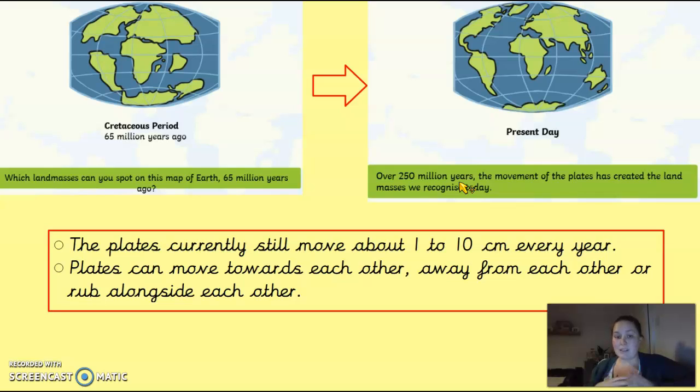Now, the plates are still moving. Okay, they currently move about 1 to 10 centimetres every year. So they are always on the move. They can move in different ways. So 2 plates could move towards each other, 2 plates could move away from each other, or 2 plates could rub alongside each other, like that.